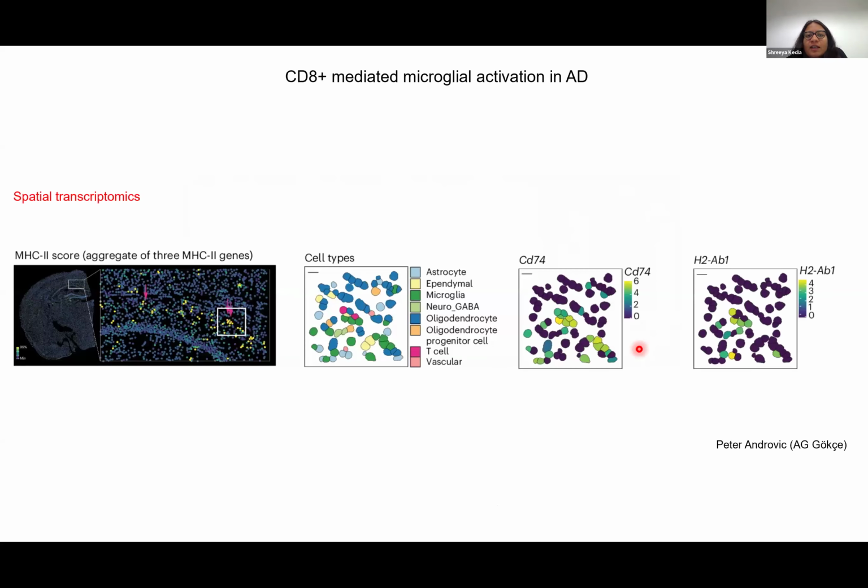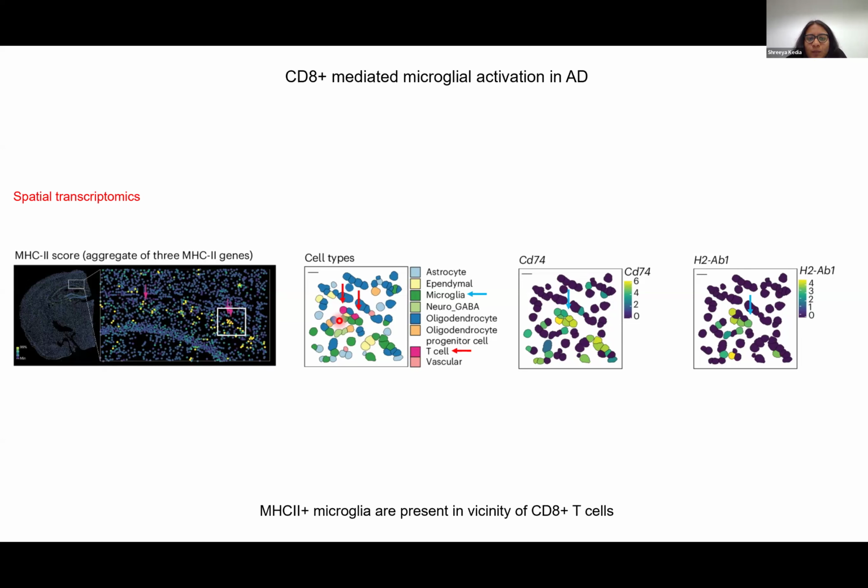We wanted to spatially understand what the relationship of this population is with CD8 positive T cells. So we decided to perform spatial transcriptomics. As most of you might know, spatial transcriptomics is a really useful tool because it not only gives us the gene expression profiles of different cells, but can also give us spatial information as to where these cells are in the brain. We did this in collaboration with the Gyoshi group, particularly Peter.